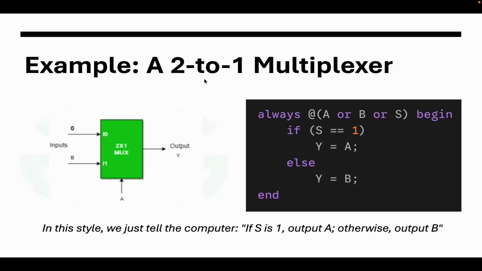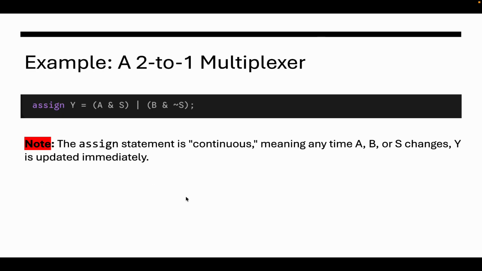The same 2:1 multiplexer that we saw here can be written in this form without a procedural block, directly using a continuous assignment. We use assign Y is equal to A and S, OR B and not of S. So what happens is when S is equal to 1, A is the output, and when S is equal to 0, B will be the output. The assign statement is continuous, meaning anytime A, B or S changes, Y is updated immediately.